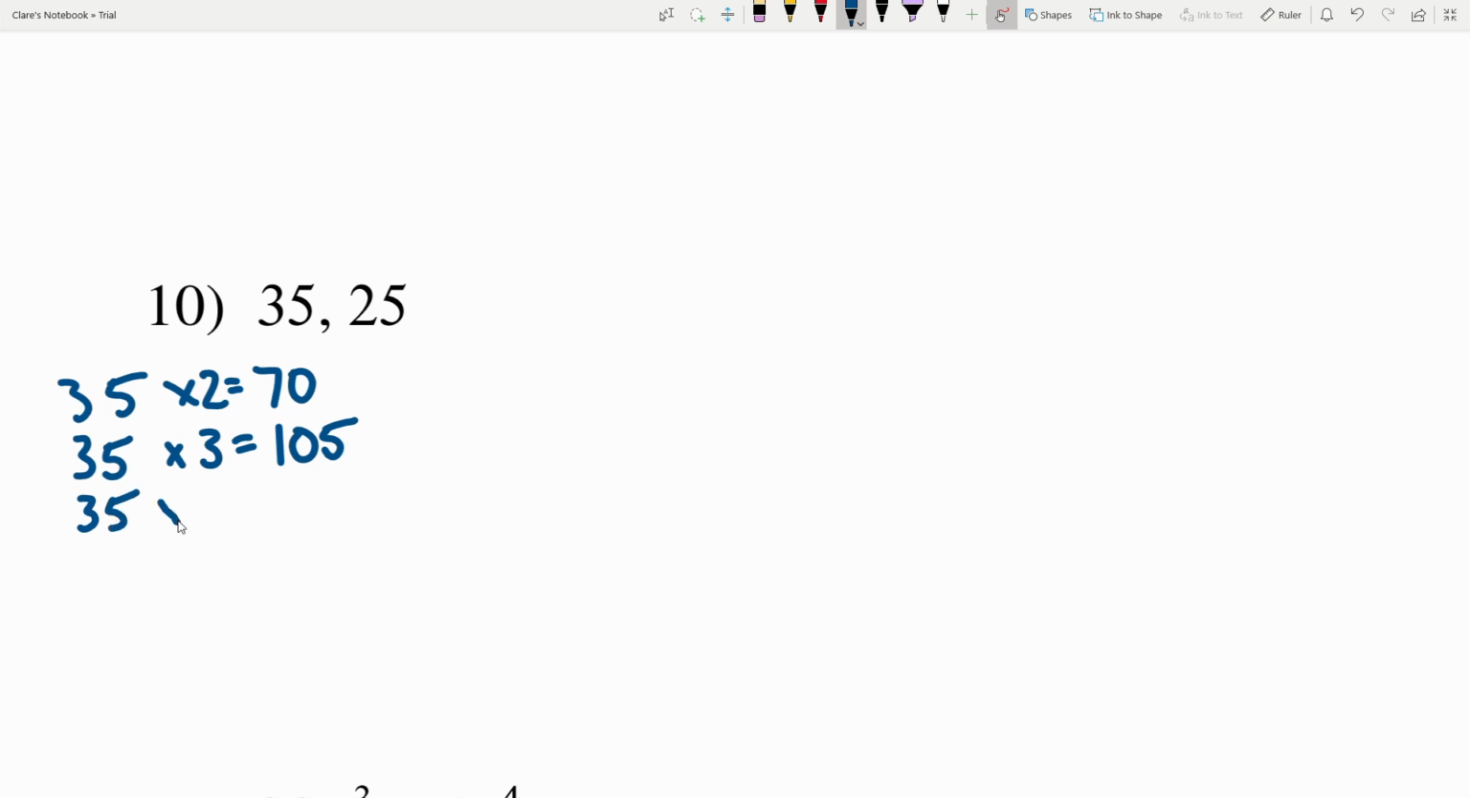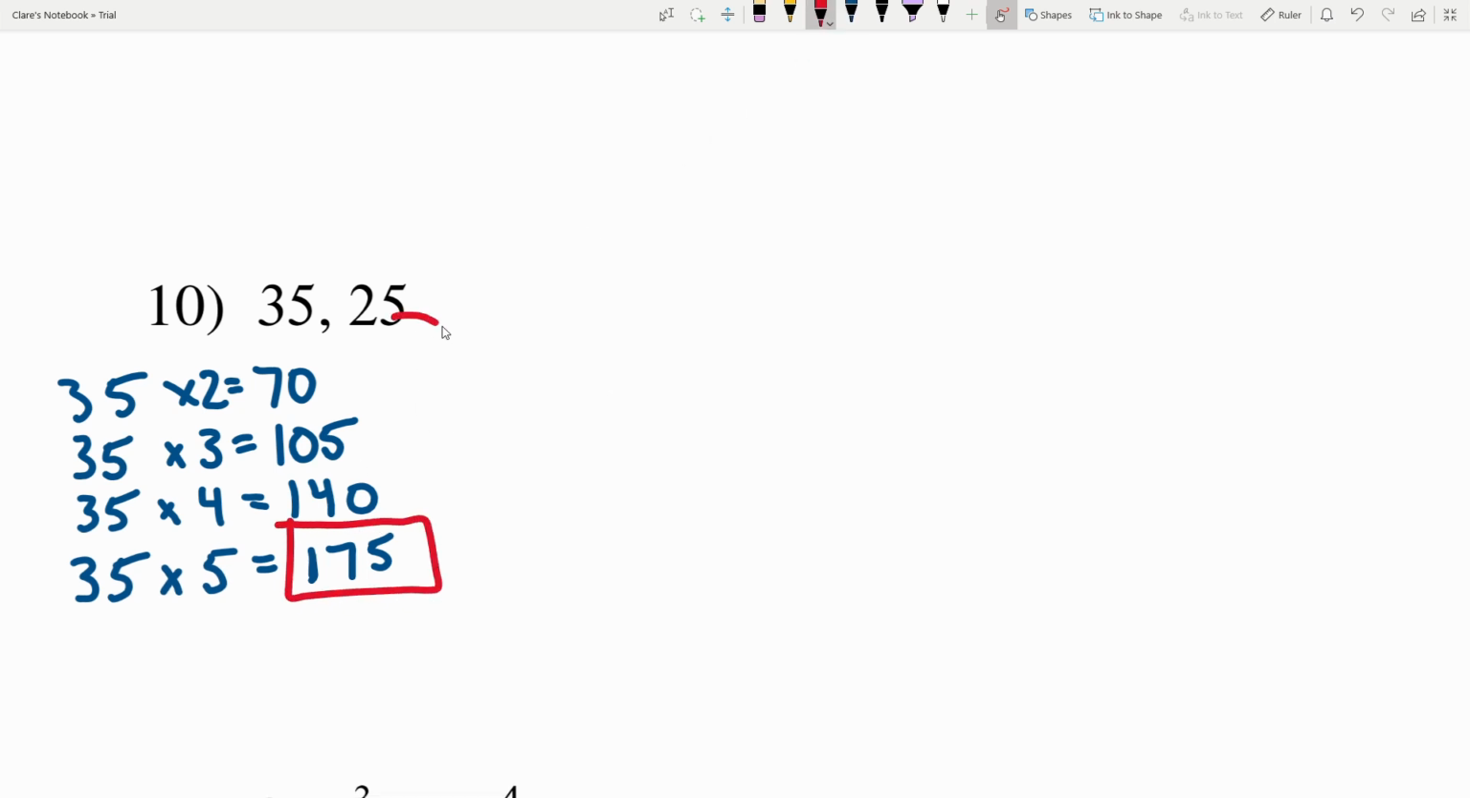Now let's try 4. 35 times 4 is going to equal 140. 25 doesn't go into 140. 25 goes into 150. So we're kind of close still. Let's keep going. 35 times 5 equals 175. And 175 is our winner. That's the LCM because 25 also goes into 175, and that would be 7 times. So 175 is the LCM in number 10.